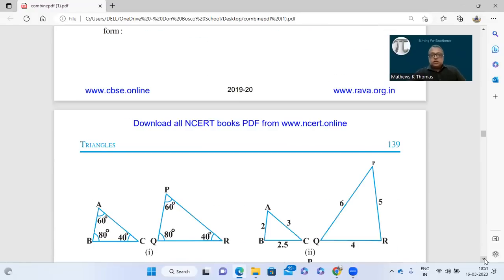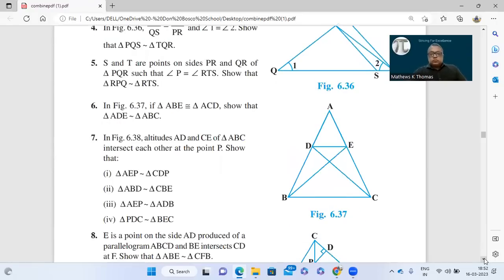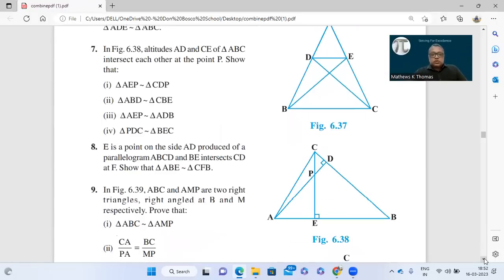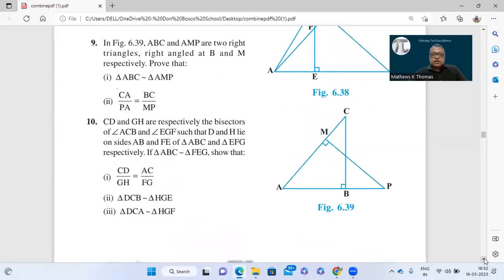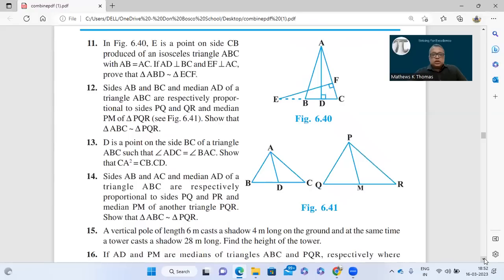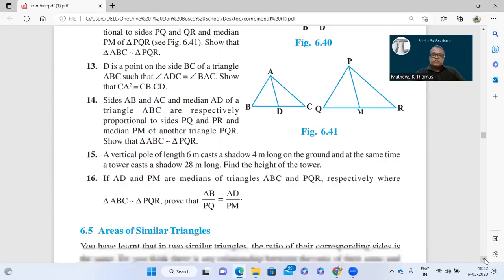Then 6.3, when I'm doing this, question number 8 is important. Question number 8, question number 10 is important. And here, if I go to question number 13, 14 and 16, 13, 14 and 16 are important questions. 12 and 14 appear to be similar, but they are actually different. When you do, you will realize that the procedure is entirely different. So please do the last few questions here, 12, 13, 14, 15, 16.